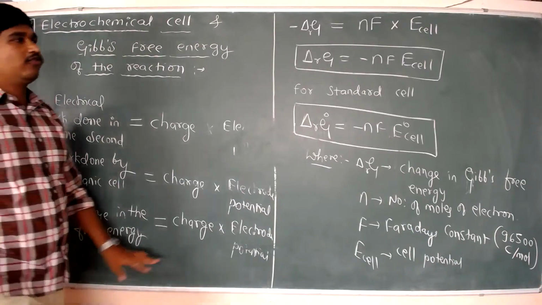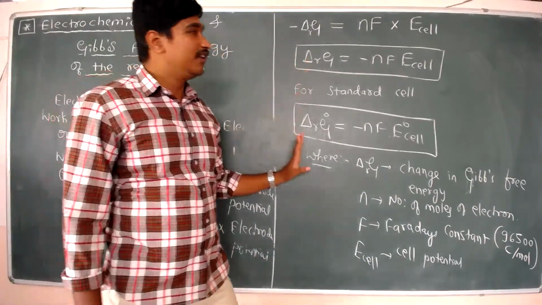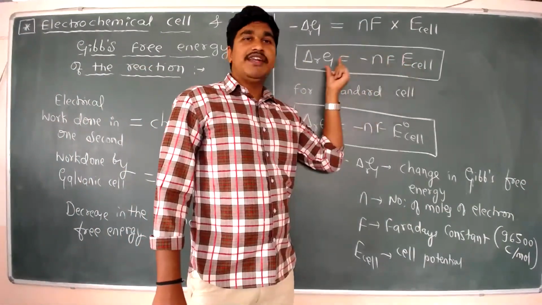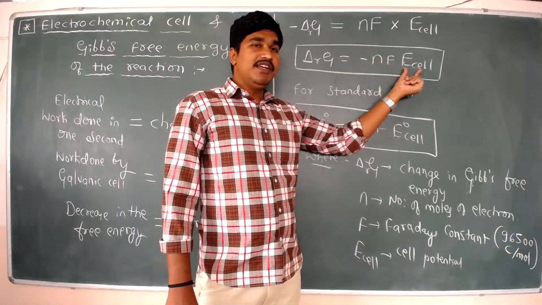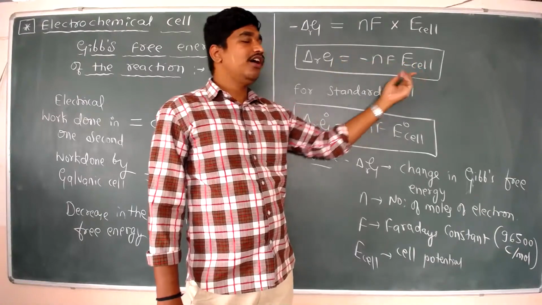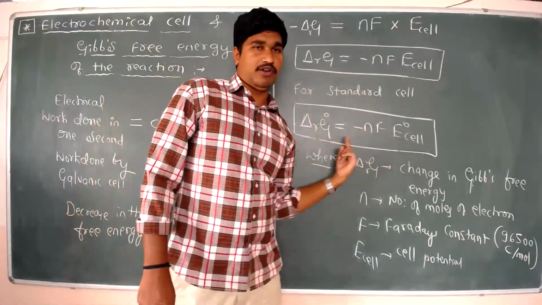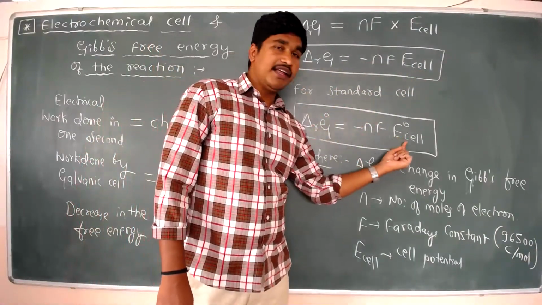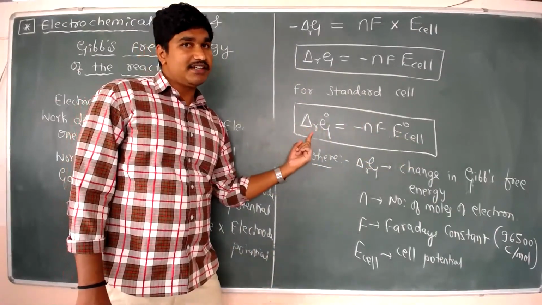Here we are interested in only these two formulas. These two formulas will give the relation between the electrode potential and the Gibbs free energy. If the standard cell is there, just use this formula. Right? This will be the standard electrode potential and this will be the standard change in Gibbs free energy.